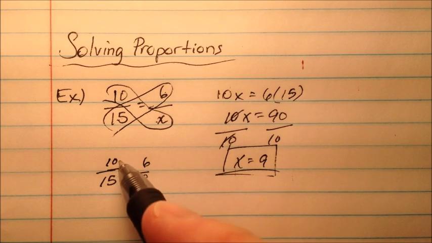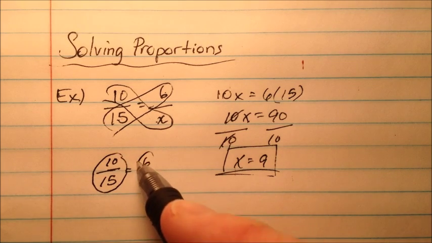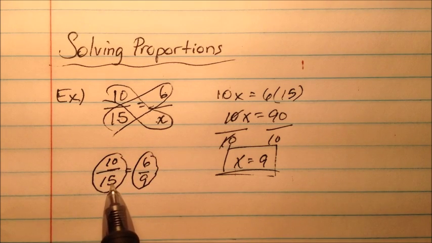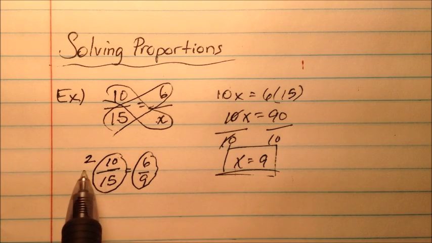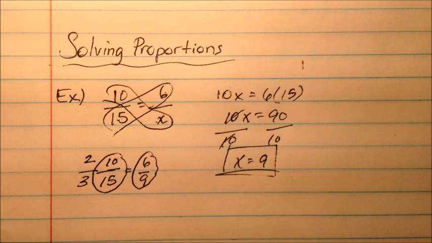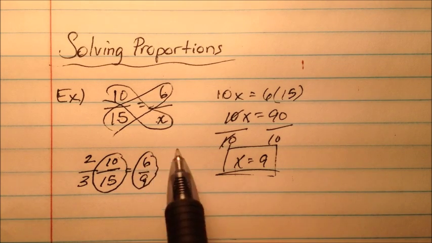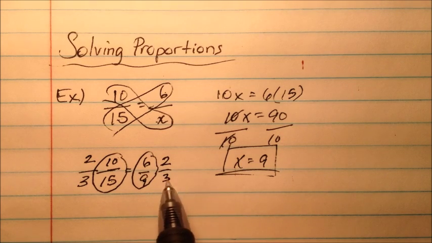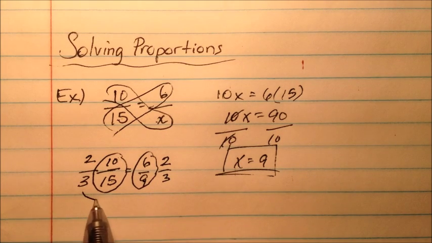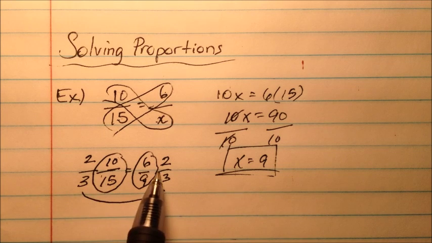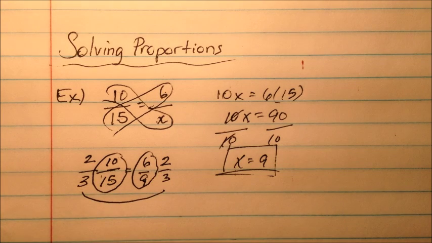Well, let's just take a moment and simplify each one of these fractions. For 10 over 15, we can divide 5 out of each of those factors. When we do so, we'll have 2 over 3. Similarly, with 6 and 9, we can divide a 3 out of both of them, and we'll get 2 over 3. So notice that both of these fractions reduce to 2 over 3. So we know they are proportional to one another.